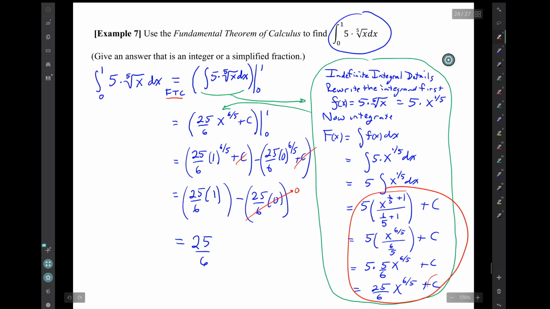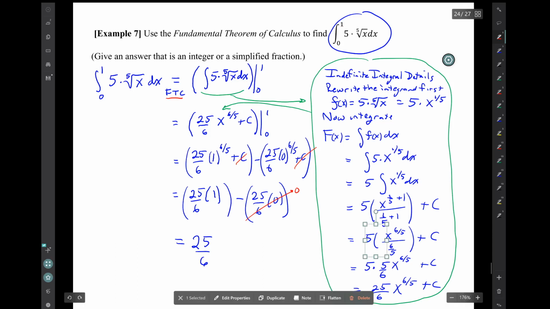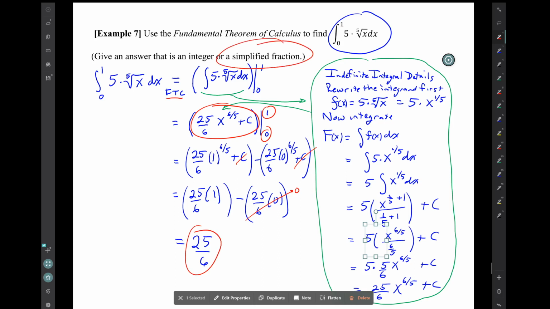The constant of integration is in the indefinite integral result. It shows up here, but then it gets canceled soon after. And then the calculation simplifies quite a bit, because when you substitute in x equals 0 and x equals 1 into this expression, the results are very easy to simplify. You end up with just this fraction, 25/6. That is a simplified fraction. The instructions were to give an answer that's an integer or a simplified fraction. The instructions don't call for a decimal, so this is the answer.